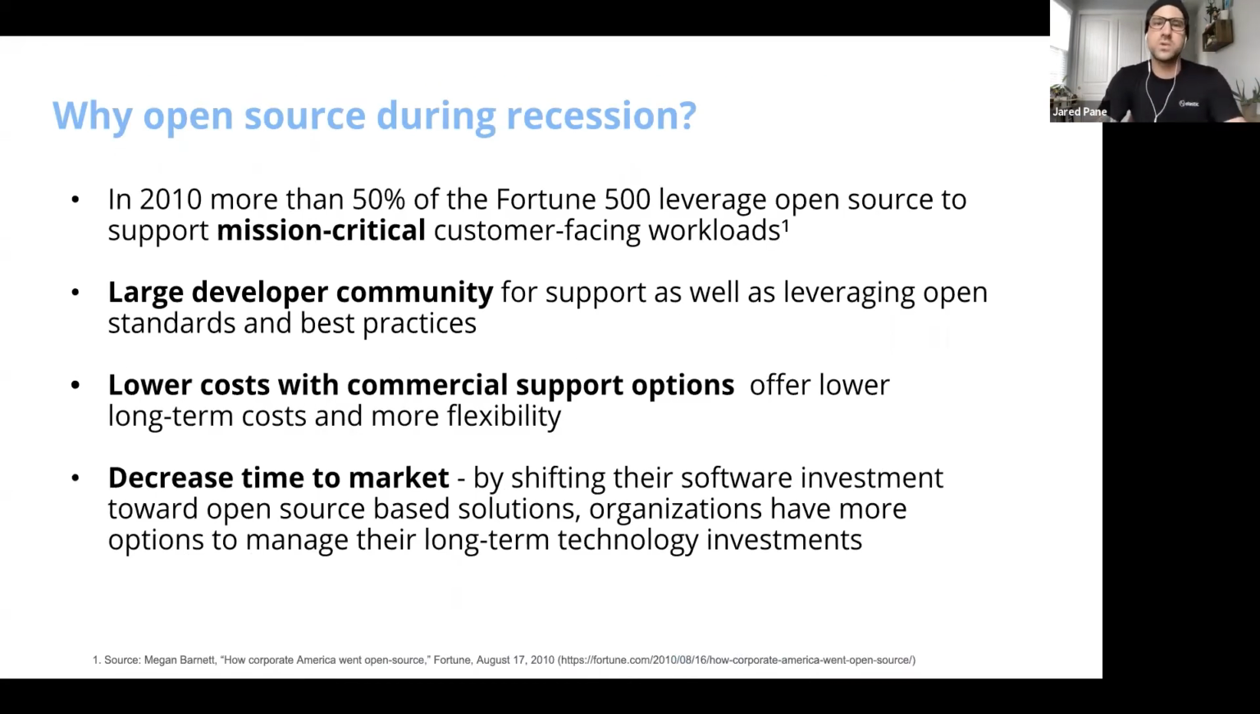So why open source during the recession, right? More than 50% of the Fortune 500 companies leveraged open source when they supported their mission-critical customer-facing workloads. They liked open source because, like I said earlier, we had a large developer community. People weren't just throwing it over the fence to a terrible support company and saying, hey, look, I need you to help. And the proprietary software vendor, whoever they were using on the back end, would say, yeah, we'll eventually get to you.